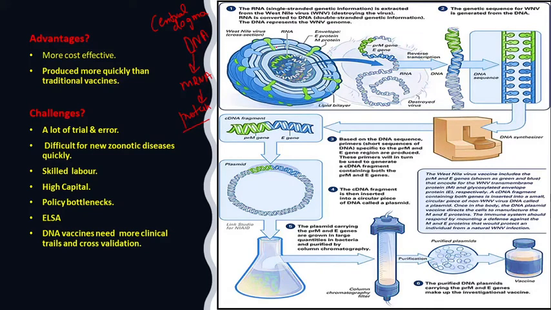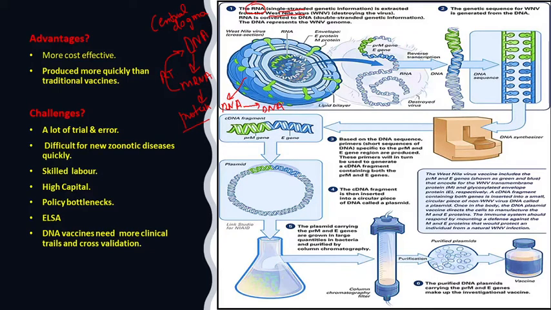Let us say in the case of a DNA based vaccine, this time the virus we are taking into consideration is the West Nile virus. This West Nile virus is also in the news. So what we do is destroy the virus and isolate the RNA, which is a single-stranded piece of genetic information. We take this RNA and convert it into DNA. So reverse transcription is done, and RNA is converted into DNA.